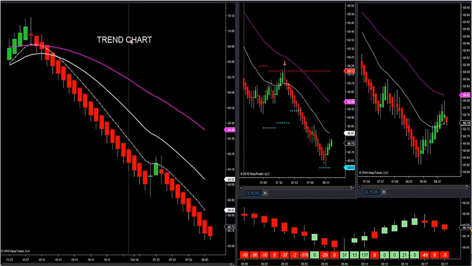So the first thing we want to do is look at this trend chart. That's going to establish our bias. The best way to do it is, I've got three moving averages on here, and we don't use moving averages for support and resistance. That's worthless. We don't use them for crossover techniques. That's worthless. We use them for trend direction.